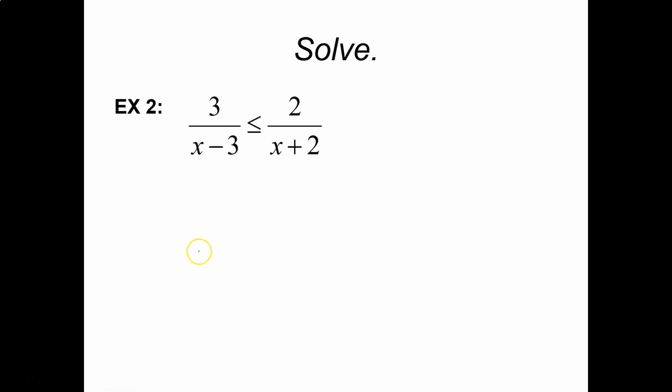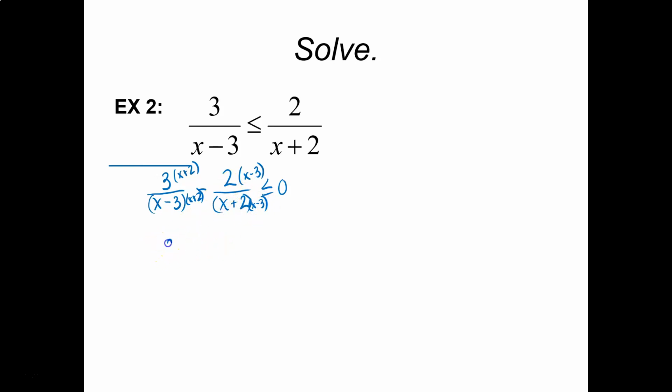All right, so for this one, we need to move everything to one side. It will look like this: 3 over x minus 3 minus 2 over x plus 2 less than or equal to 0. And Miles, what are we going to have to use for the common denominator here? x minus 3 times x plus 2. Good. So this first one needs an x plus 2 in top and bottom. And the second one needs an x minus 3 in top and bottom.